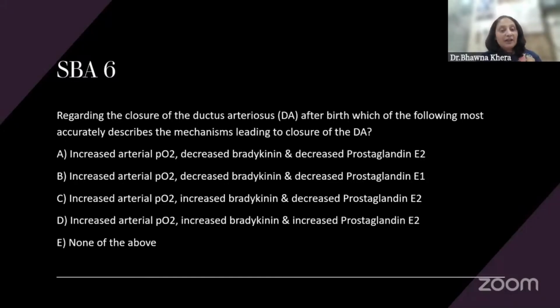As the baby is born, the lungs become active and the baby starts inhaling and taking the oxygen in. So increased arterial PO2 will be there, increased bradykinin is there and decreased prostaglandin E2 is there. So C is the correct answer.